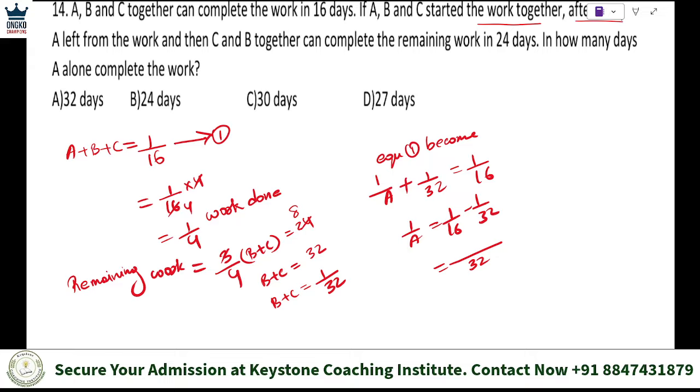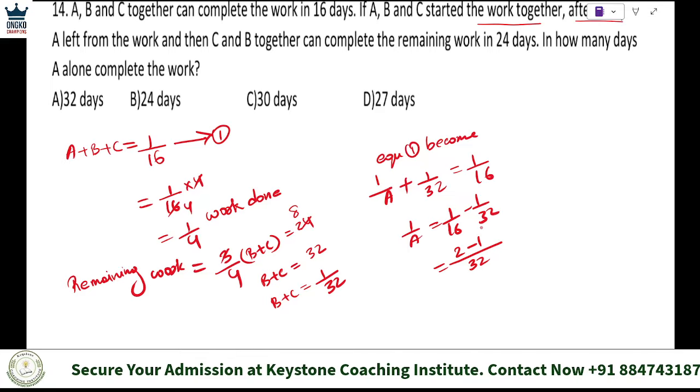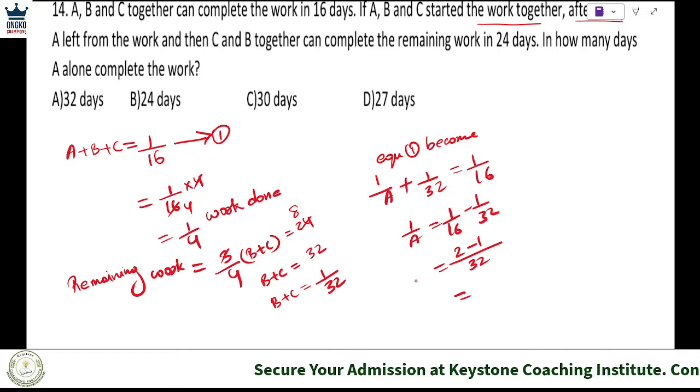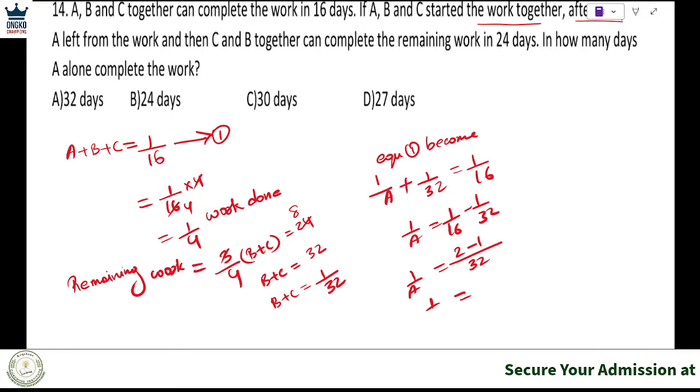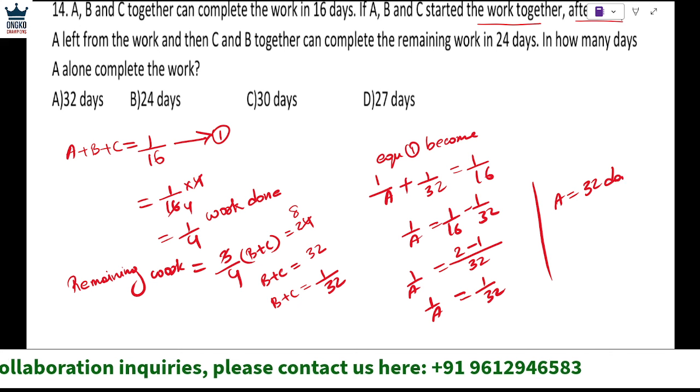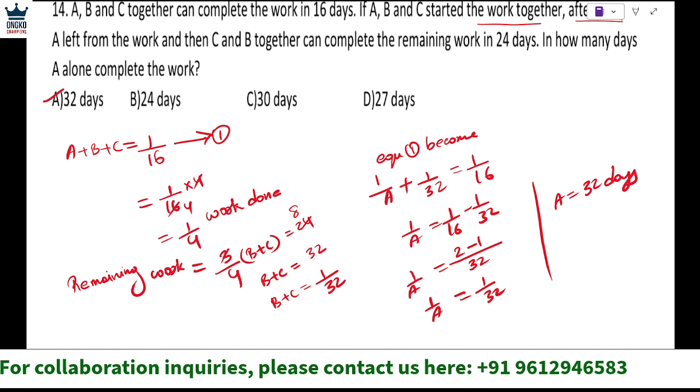Alright, sorry. Now here 16 times 2, 2 was there, 1 times. So I think the answer is 32. Yeah, 1 by A as it is. So 1 by A, 2 minus 1 is 1 by 32. So here A can finish the work in how many days? 32 days. Answer is 32.